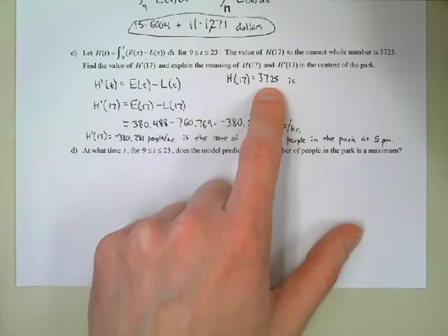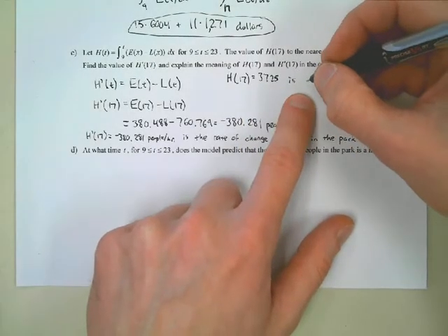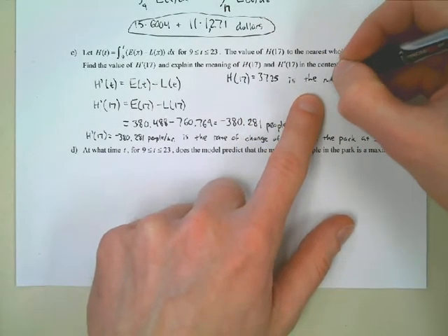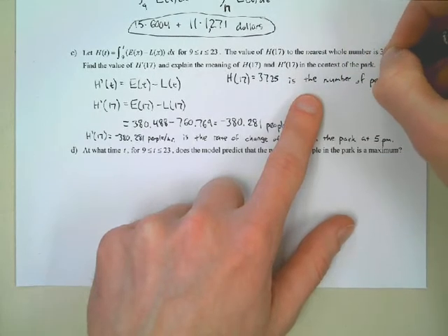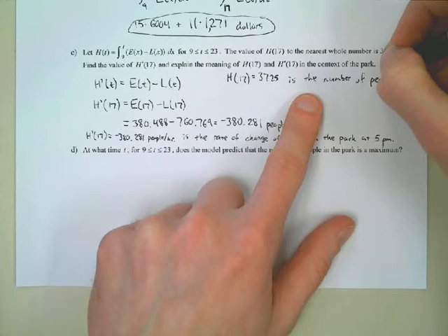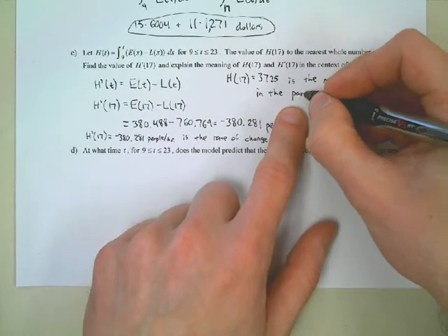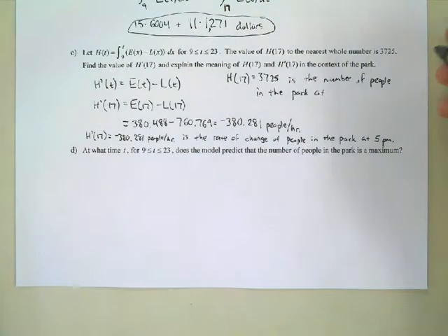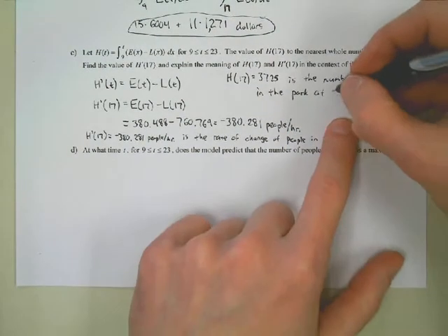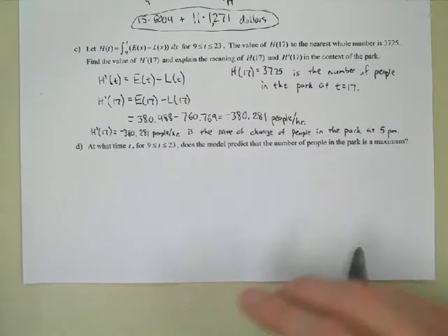Okay? So h of 17 equal to 3,725 is the number of people in the park at time t equals 17, or 5 p.m. I'm going to just change it up and say at time t equals 17. But either one is okay there.